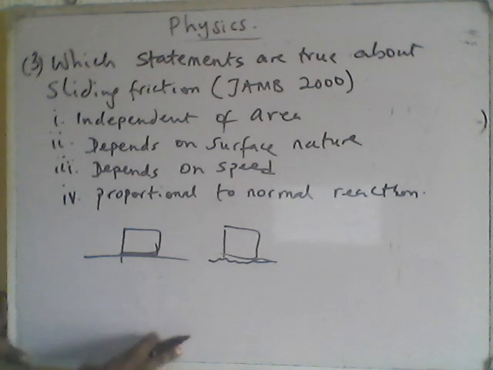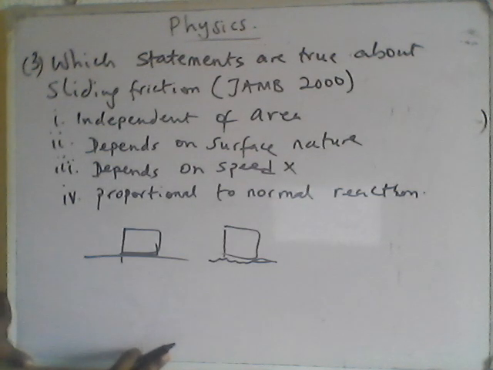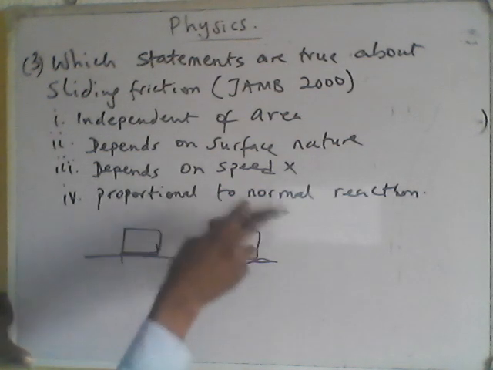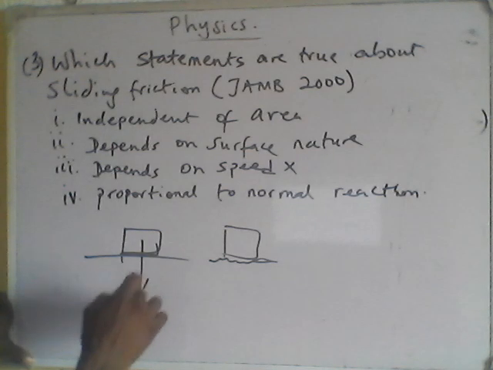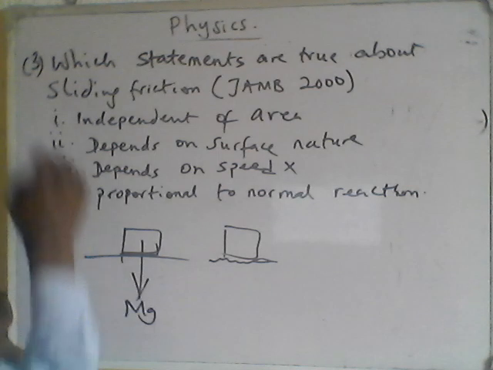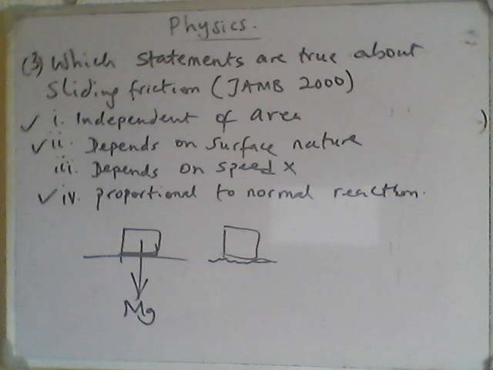Okay, it does not depend on speed. So this one is wrong. There's nothing like speed in the formula, but it's proportional to the normal reaction. Normal reaction is the force that takes the body downwards. That is the weight of the material. So numbers 1, 2, and 4 are true about sliding friction.